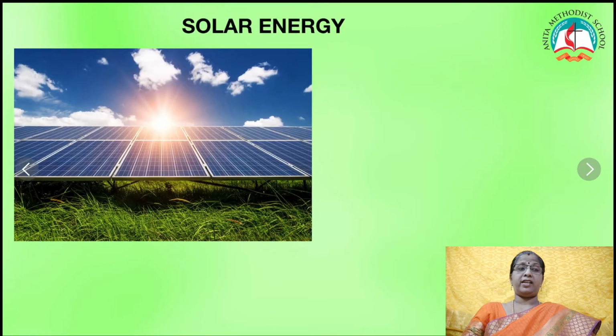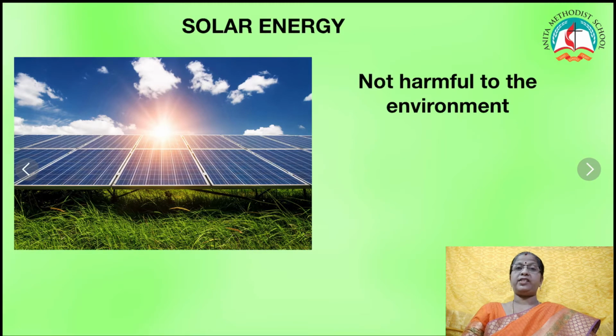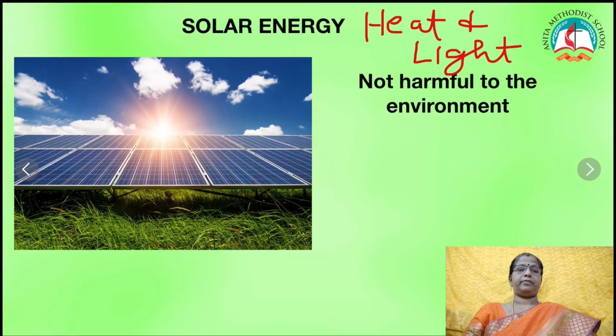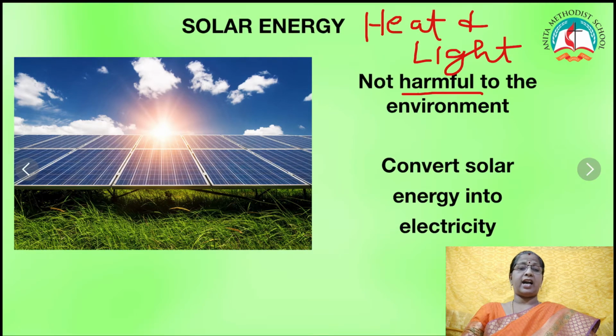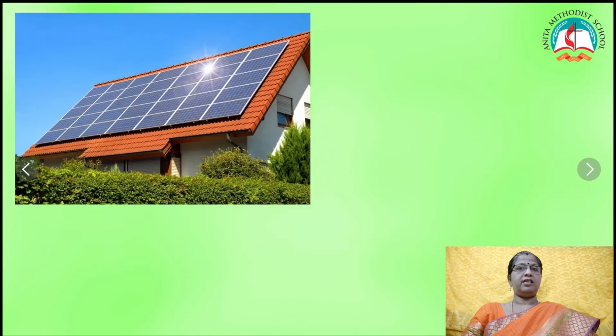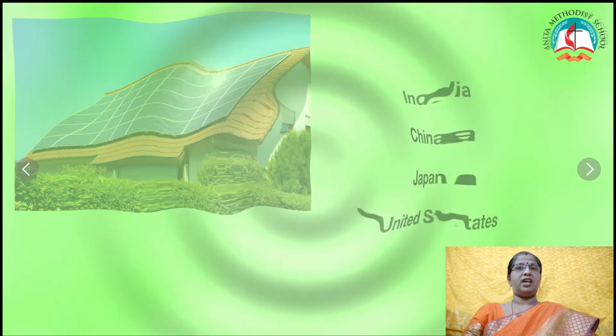Shall we see about solar energy? How do we get solar energy? The sun produces energy in the form of heat and light. And this energy is not harmful to the environment. Solar cells directly converts solar energy into electricity. India, China, Japan, United States are the major utilizers of solar energy in the world.